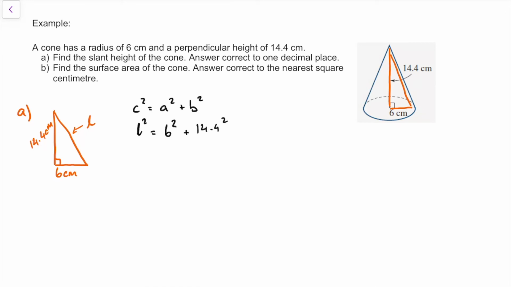Okay. Now, obviously, that's going to get us L squared. We don't want L squared, we want just L. So we find the square root of these two bits, and that we can just chuck into our calculator nice and easy. Gets us approximately 15.6 centimeters. So there's our slant height, 15.6 centimeters. That's what we're going to use for B.